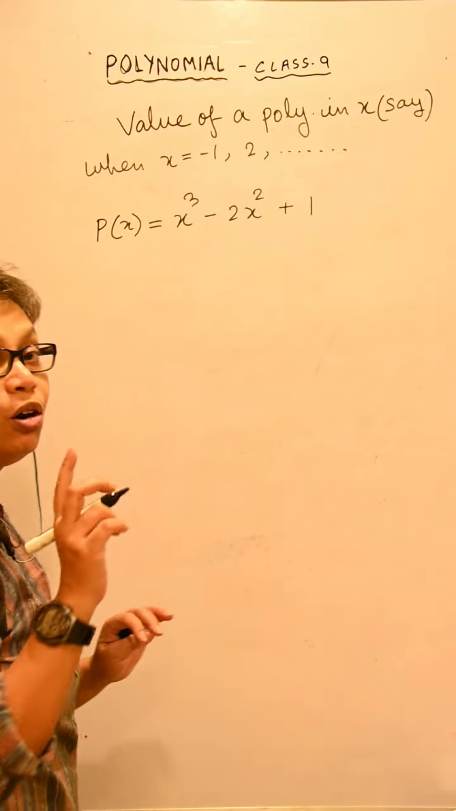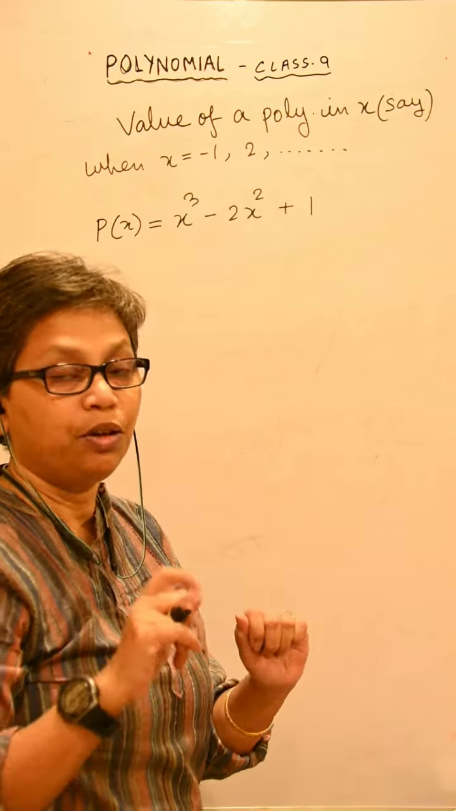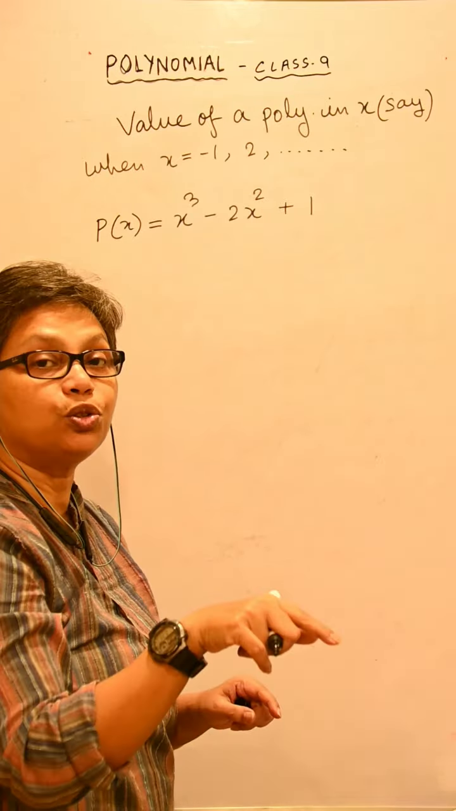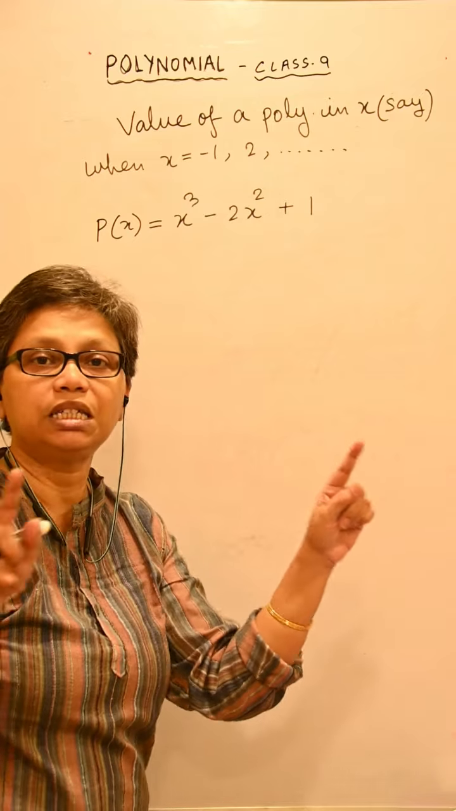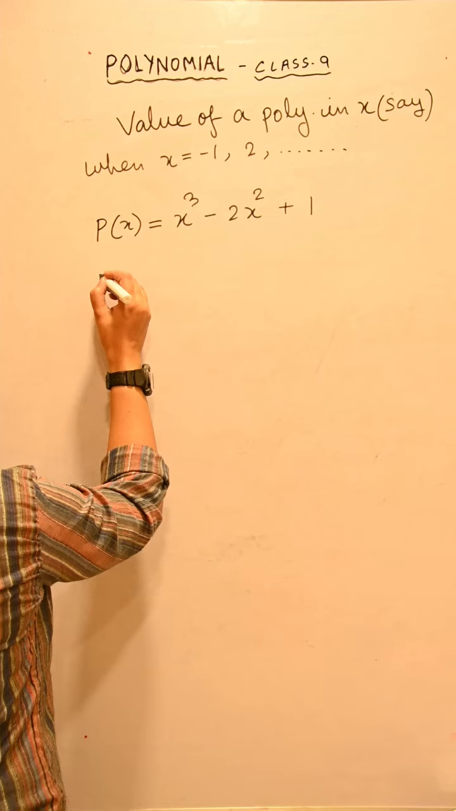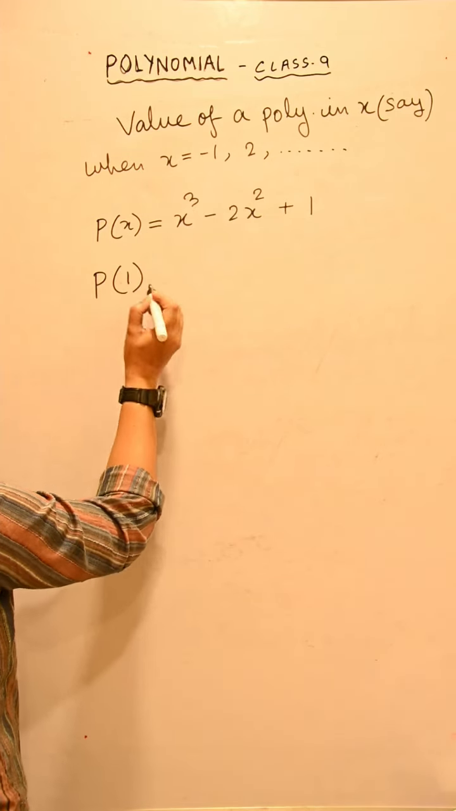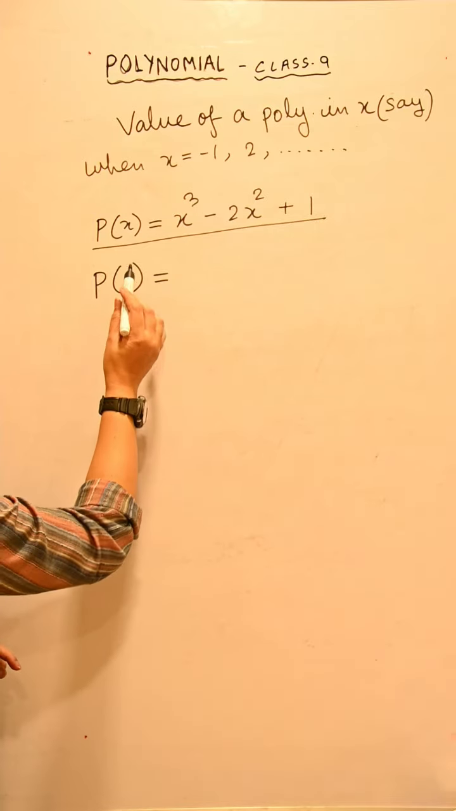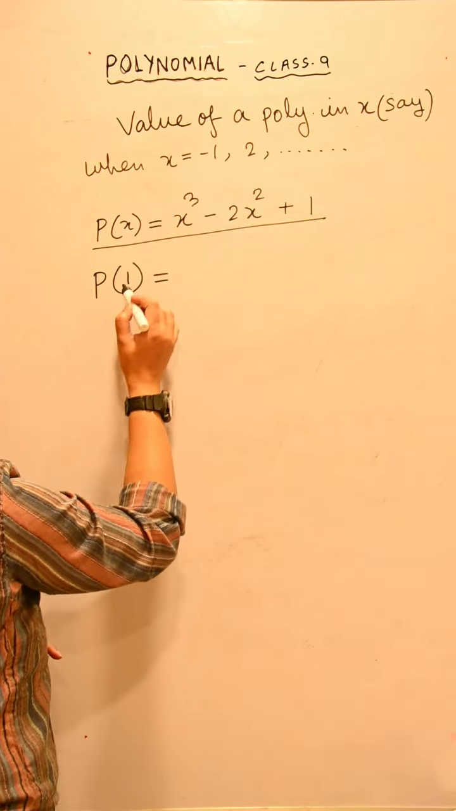So, how do we write it and how do we find it? First of all, the value of the polynomial p(x) when x equal to 1, a long statement, this big statement is written by one simple symbol, and that is p(1). So, when this is the polynomial, p(1) means the value of the polynomial when x is 1.